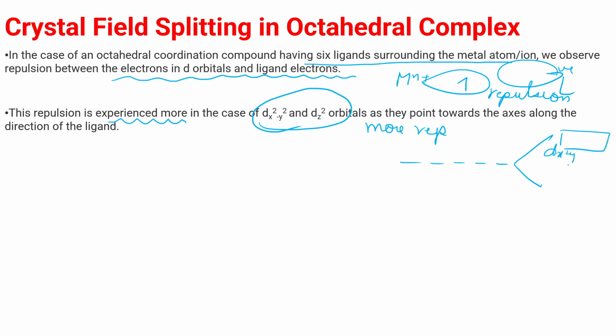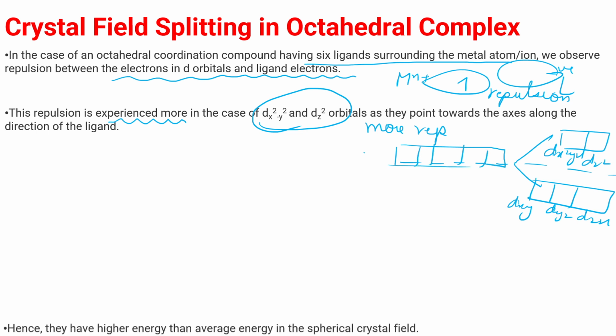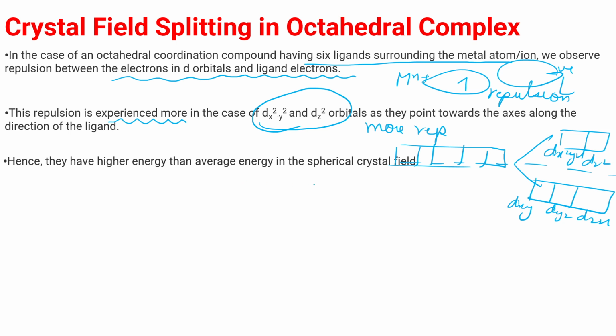More repulsion means the orbitals will split like this. dx square minus y square and dz square will be up, and dxy, dyz, and dzx will have less energy. The d orbitals will split like this. Hence, they have higher energy than the average in the spherical crystal field.